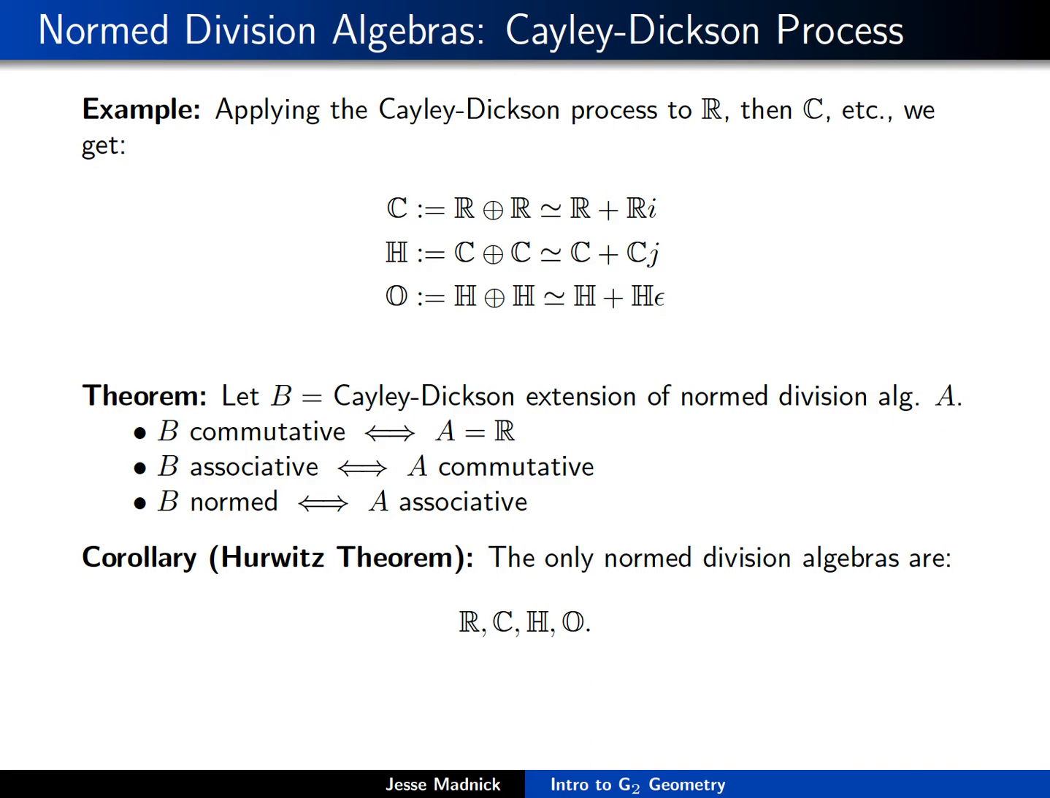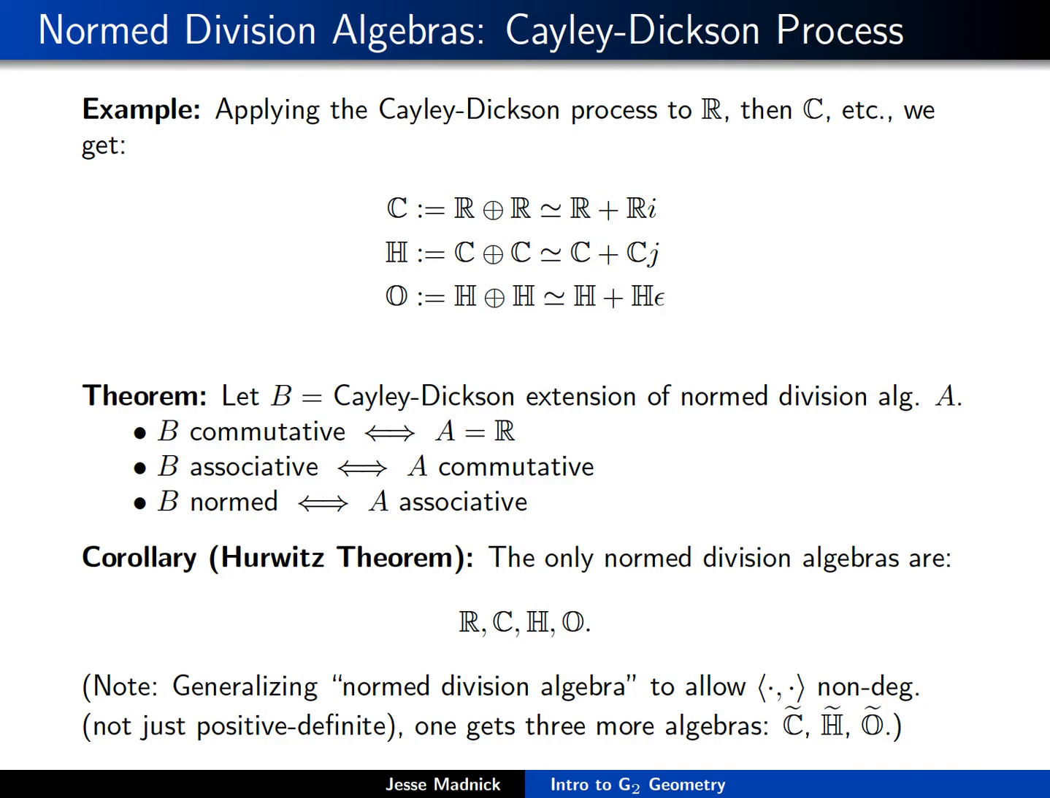So this is sometimes called Hurwitz's theorem. The only normed division algebras are the real numbers, the complex numbers, the quaternions, and the octonions. So if you like, the octonions are the unique non-associative normed division algebra over the real numbers.